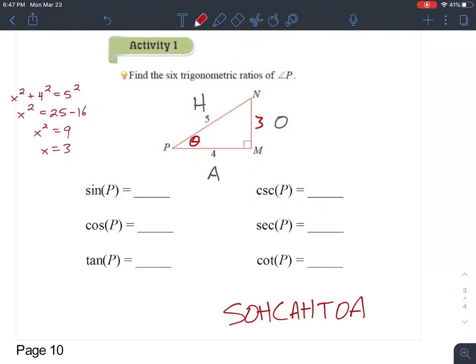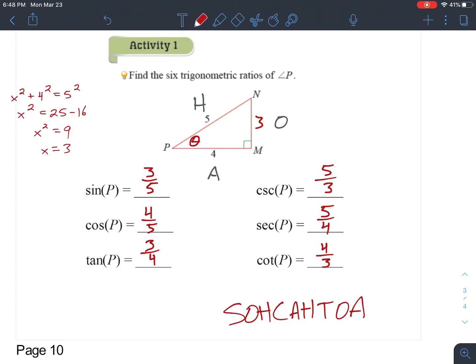So sine of P, opposite over hypotenuse, that is 3 over 5. And then cosecant has to be the reciprocal, that's 5 over 3. Cosine then is going to be adjacent over hypotenuse, 4 over 5 is that value. So then the reciprocal is our secant, 5 over 4. And then the last one is that we are going to have opposite over adjacent for tangent, which then causes cotangent to be the reciprocal, 4 over 3.